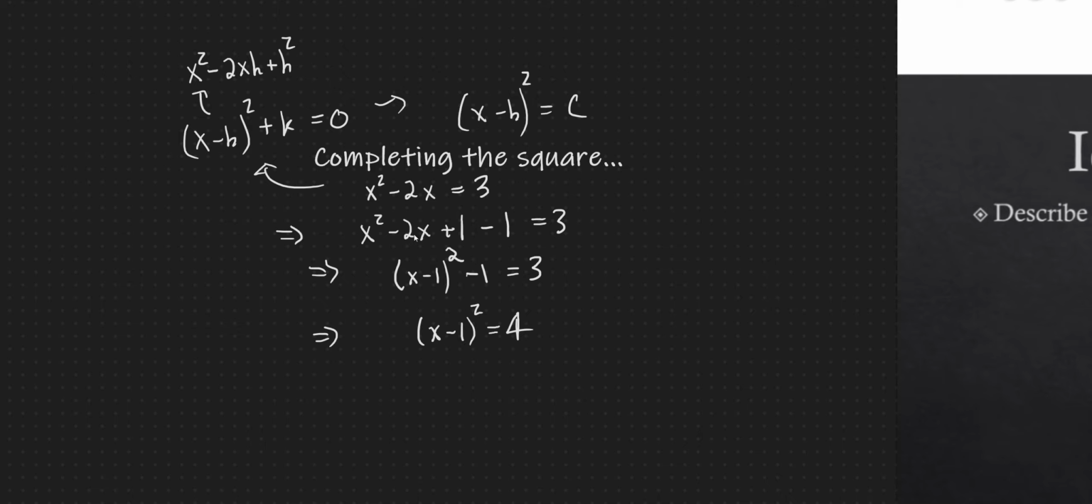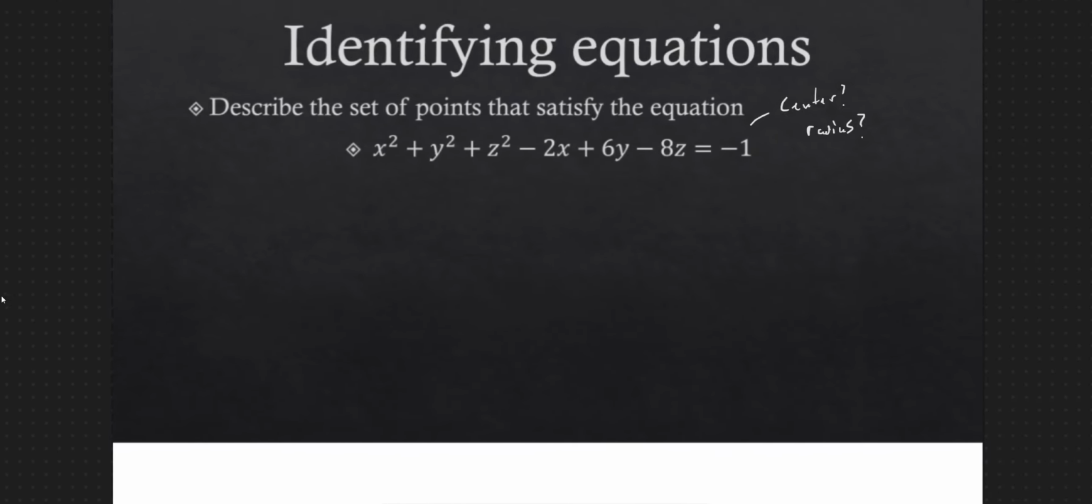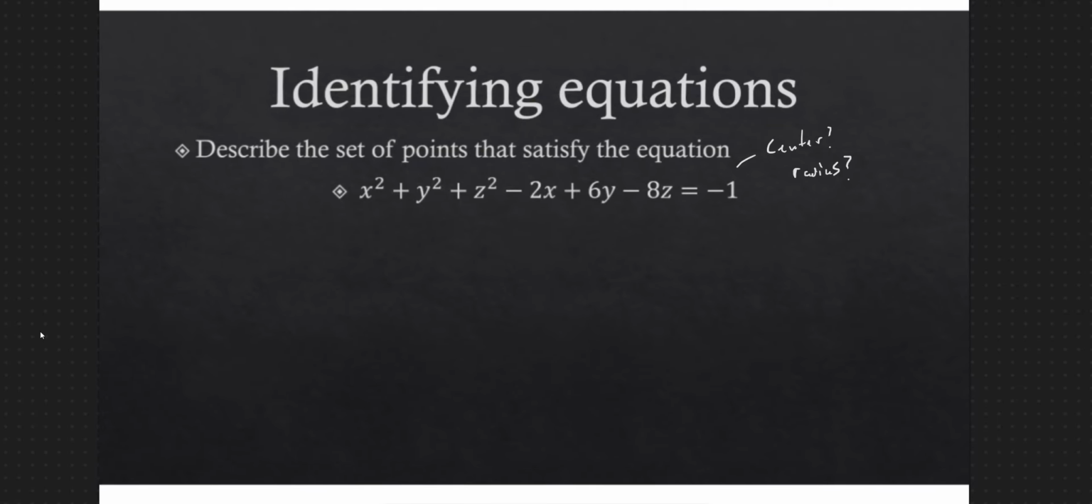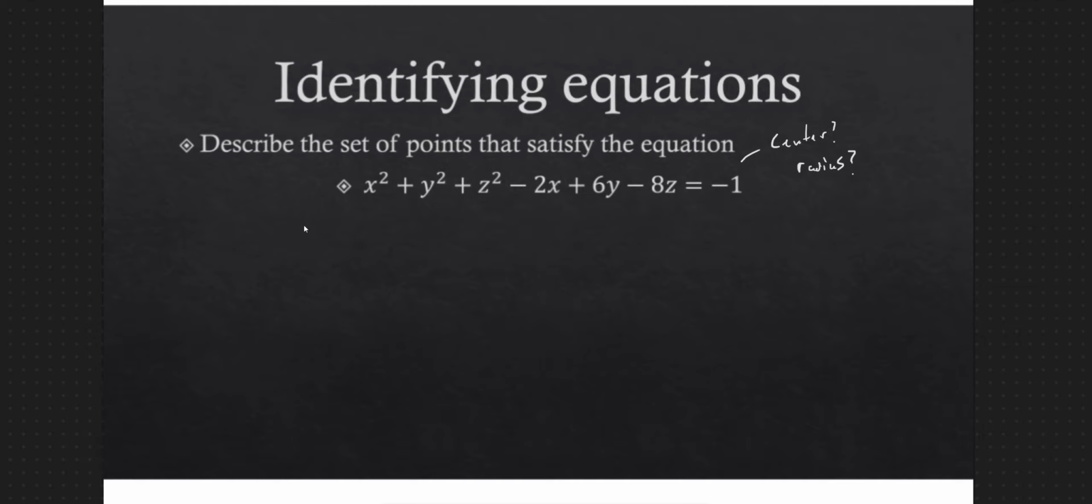So again, what I did is I looked at this coefficient in the x, I cut it in half, and then I squared it, and that told me what I needed to add and subtract. Now, for a sphere, we have to do this 3 times because we have 3 coordinates. So first step I'm going to do is I'm just going to get all my x's together, my y's together, and my z's together.